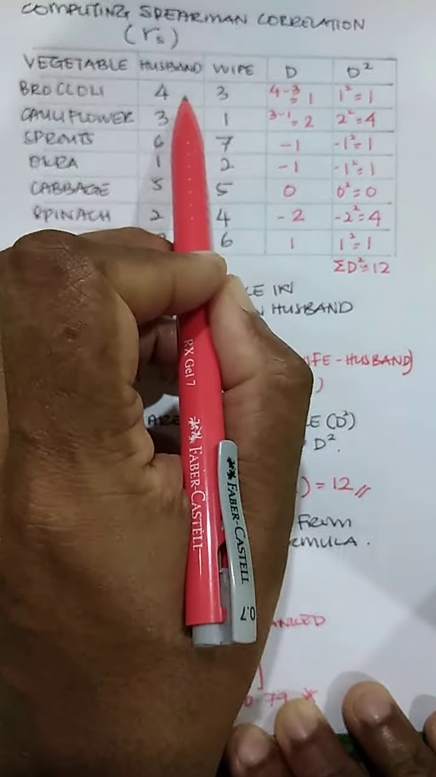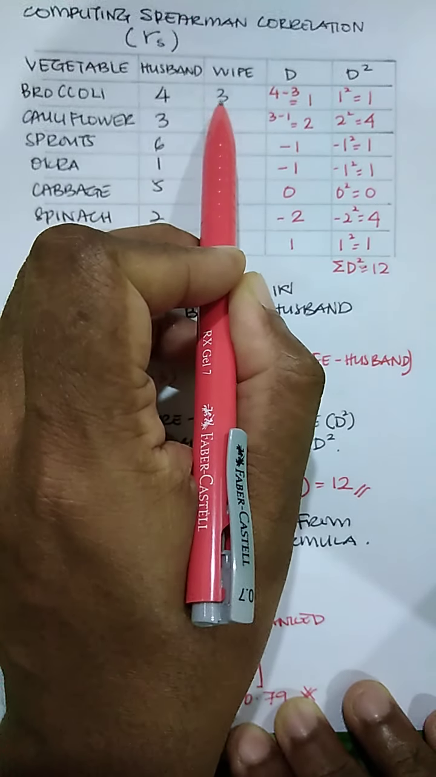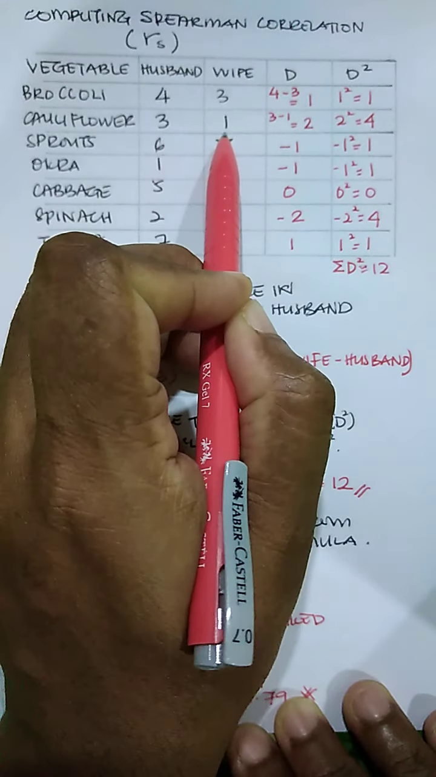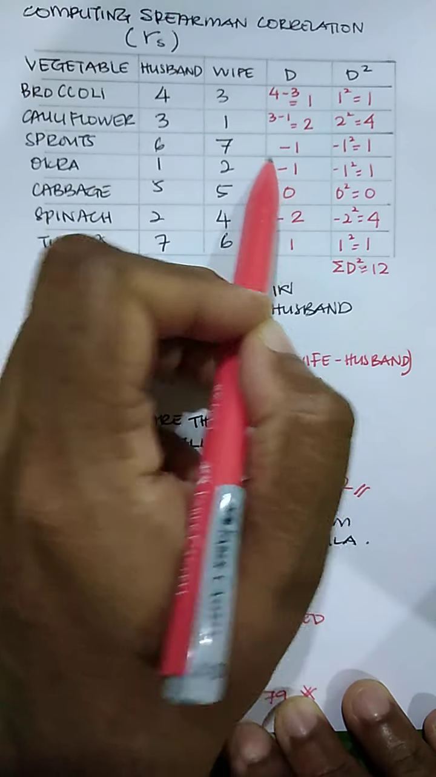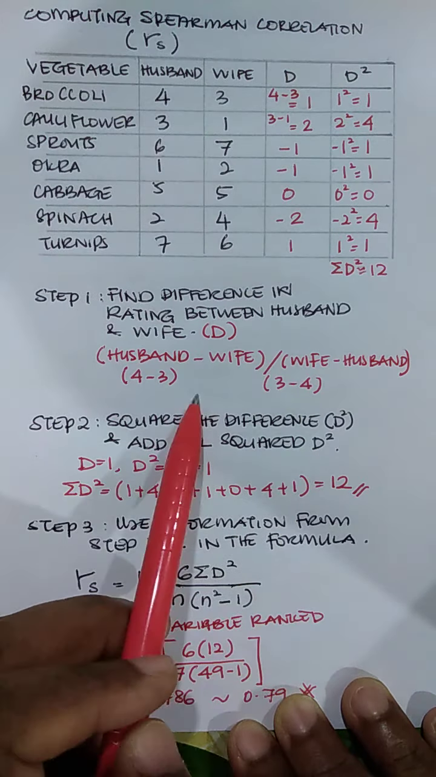So take the difference: this column's value minus this column's value, so husband's value minus wife's. 4 minus 3 equals 1. Then 3 minus 1 is 2, followed by 6 minus 7, negative 1, and so on up to the last one. So that is the first step.